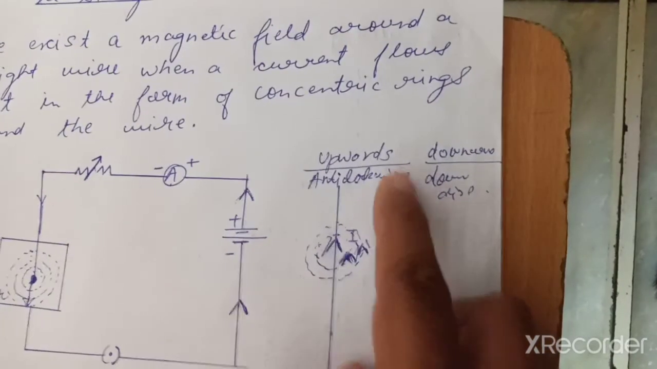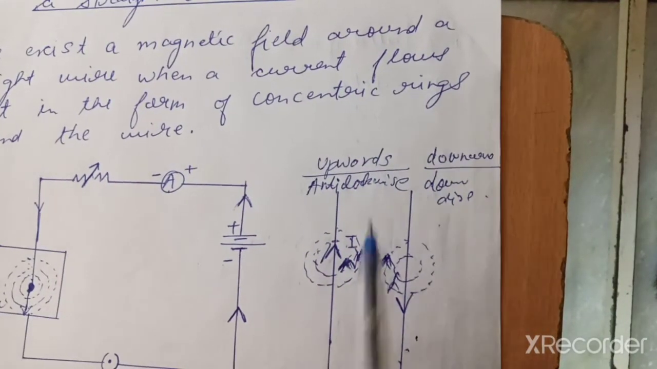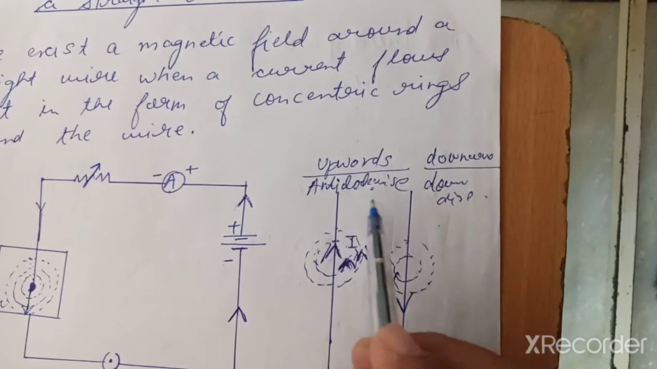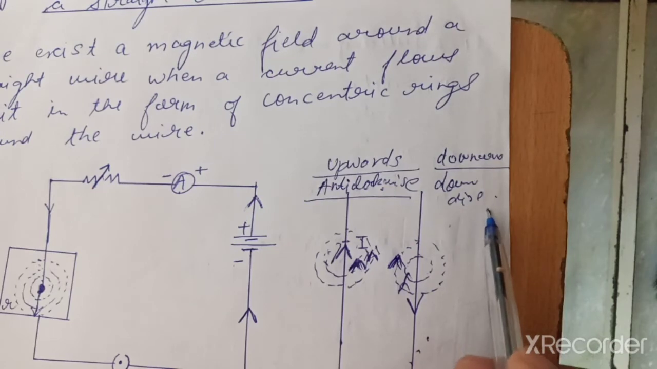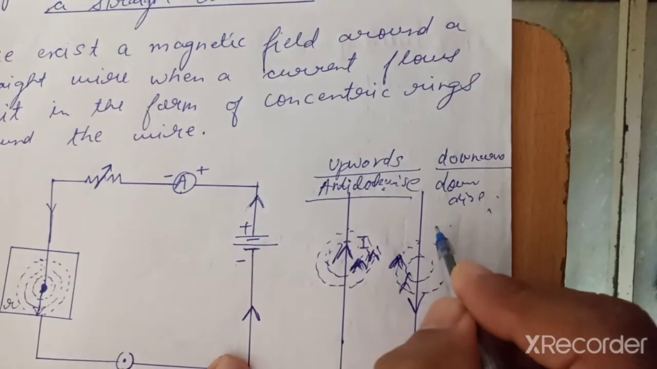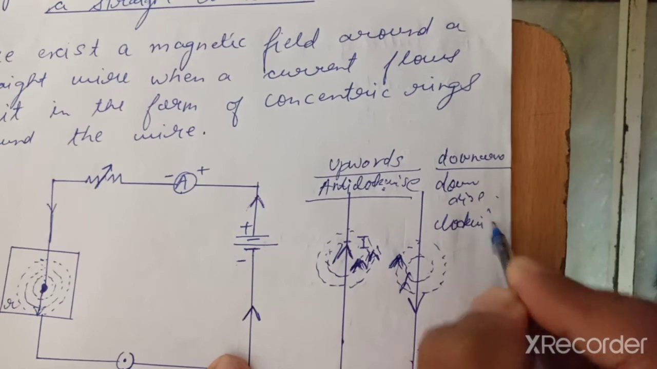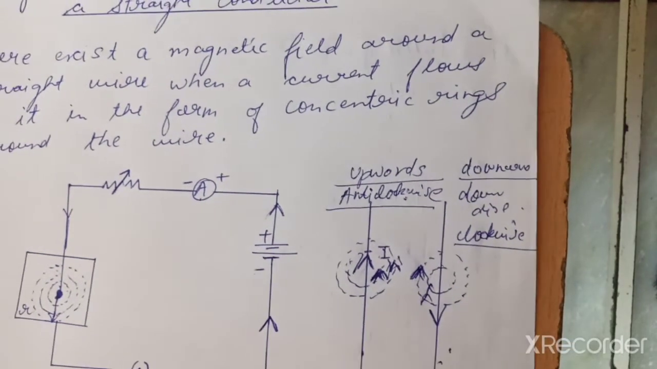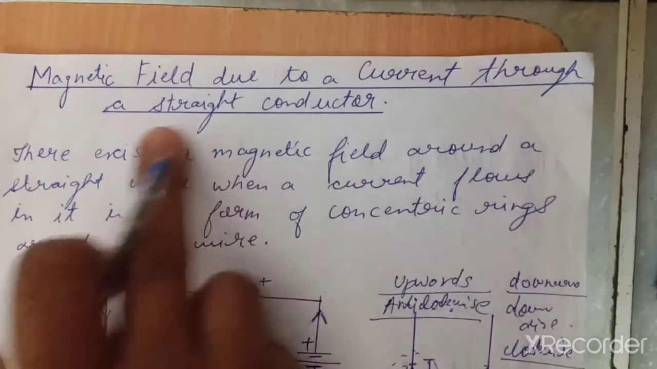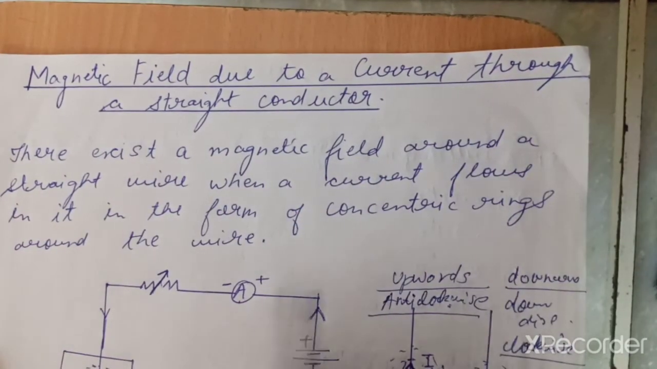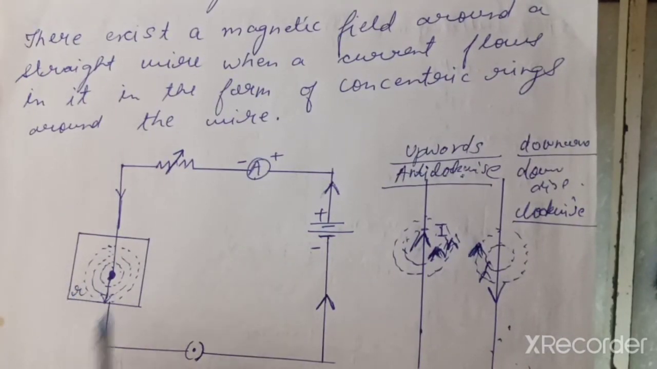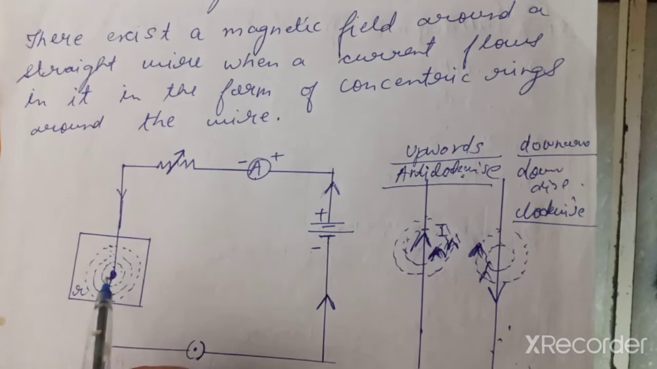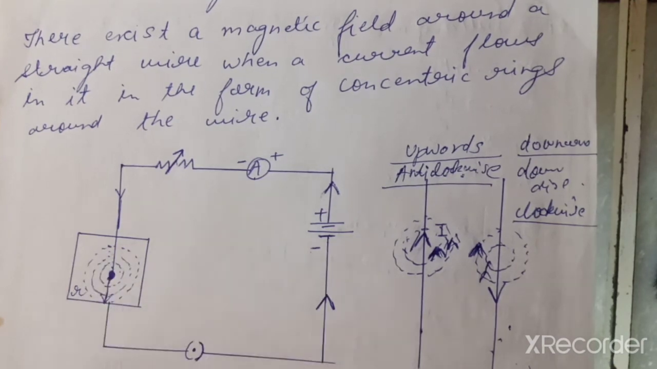Or we can say, when the current is in the upward direction, the direction of the magnetic field will be anti-clockwise. When the current is in the downward direction, the magnetic field will be in the clockwise direction. So in this topic we are seeing that when the current is passing through a straight conductor, there will be generation of the magnetic field, and this magnetic field will be in the form of concentric circles.